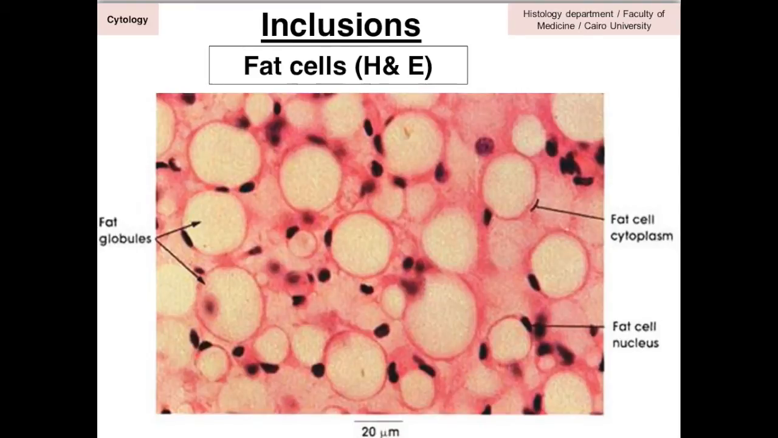So this is the cell here, and this is the peripheral flattened nucleus, and this is the small rim of cytoplasm. The most important feature here is the big fat droplet present inside each cell. And this is, of course, a unilocular cell.